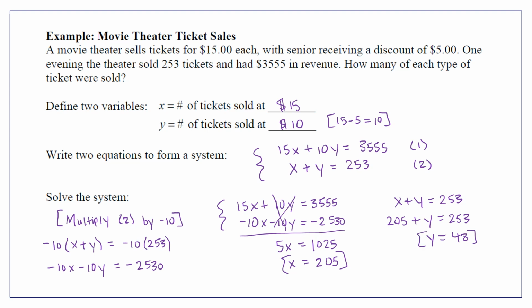Okay. So that means we had 205 regular tickets and 48 senior tickets were sold.